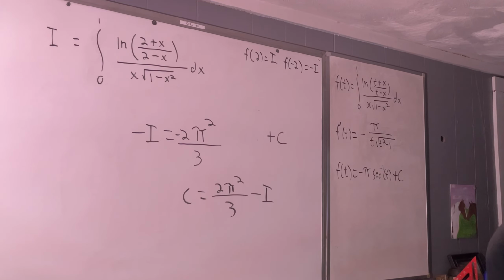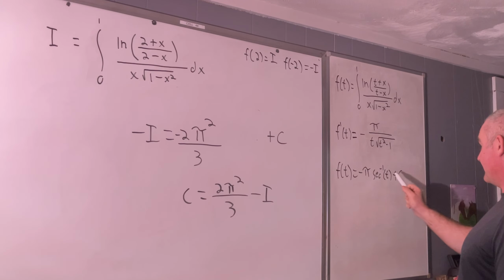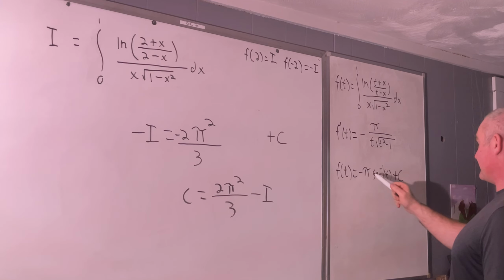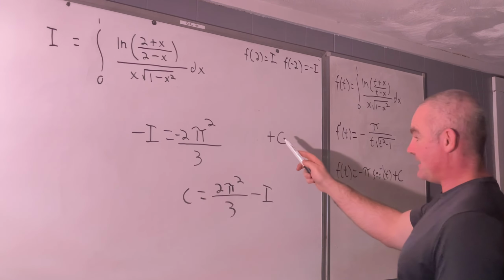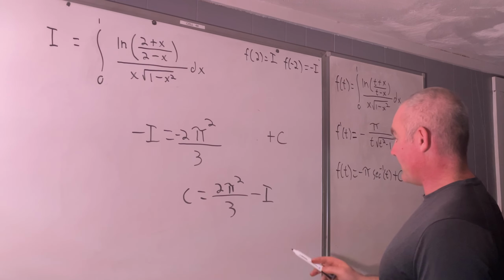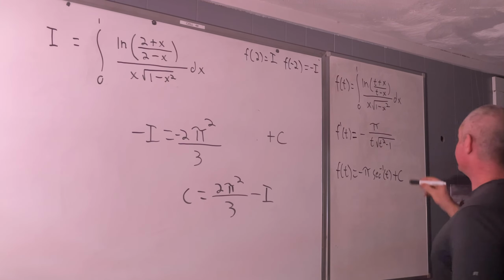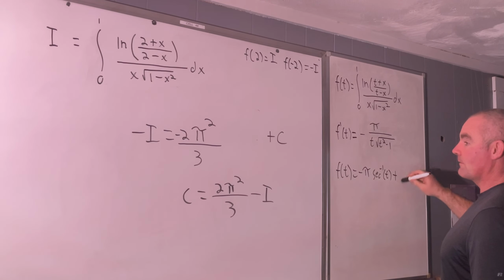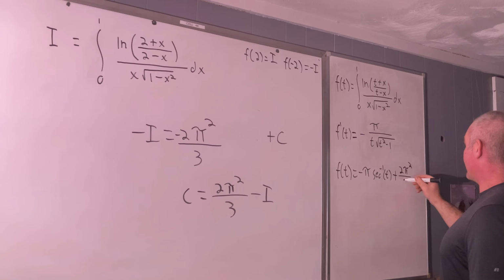Boy, I sure hope I did that right. Yeah. Secant inverse of negative 2 is definitely 2 pi over 3. So we get negative I is equal to negative 2 pi squared over 3 plus c, which means that c is equal to 2 pi squared over 3 minus I. All right.